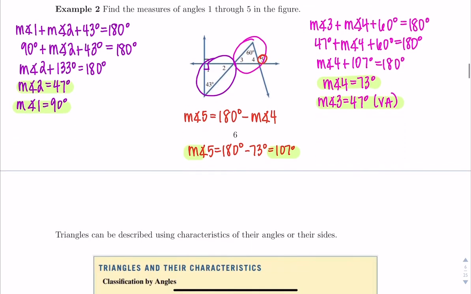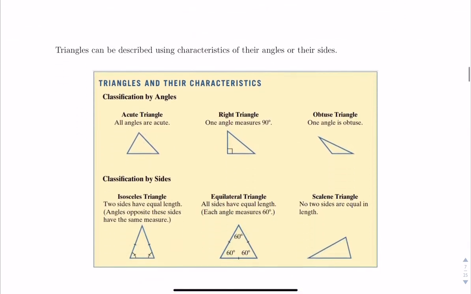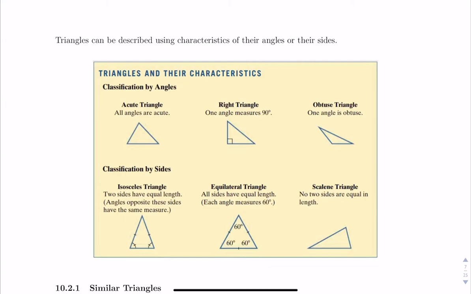Triangles can be described using characteristics of their angles or their sides. By angles, we have an acute triangle where all the angles are acute, a right triangle where one angle measures 90 degrees, and an obtuse triangle where one angle is obtuse.